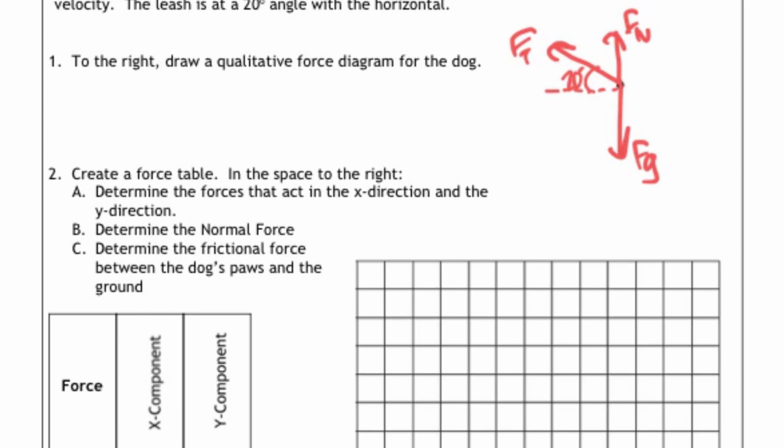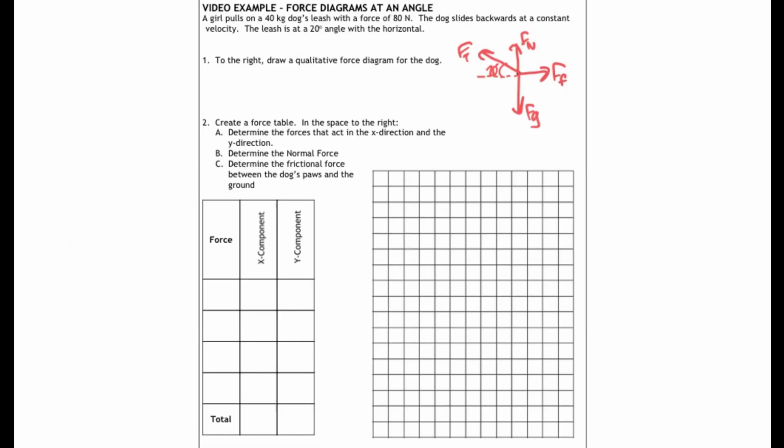This problem says nothing about friction. However, for the forces to be balanced, I already have a force to the left, meaning I need to have a force to the right in order for the forces to be balanced. That's going to be the force of friction. I'll then add each of these forces into my force table. Since this is going at a constant velocity, the net forces, or the total forces, are going to be 0.